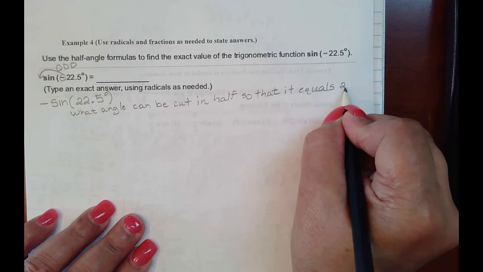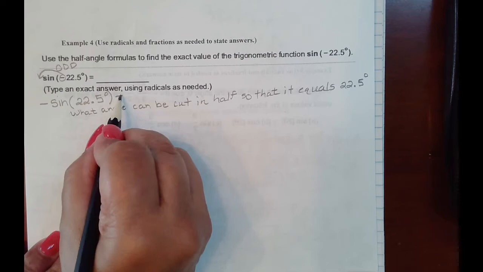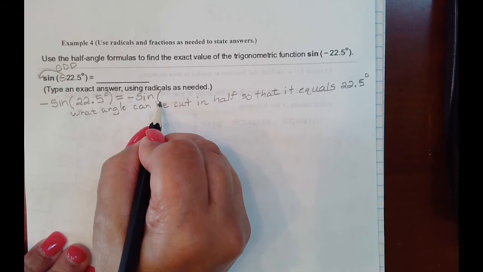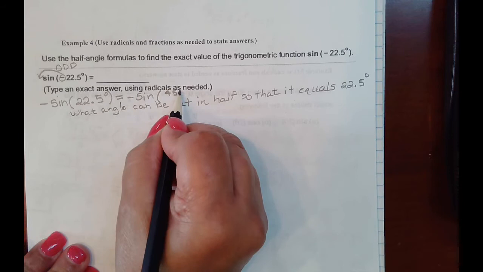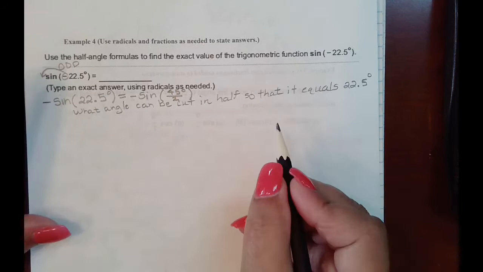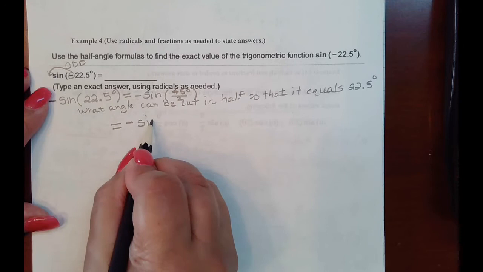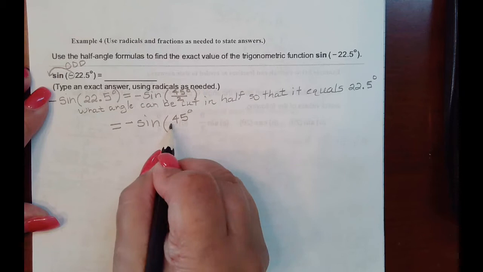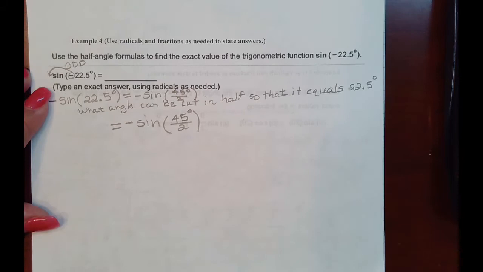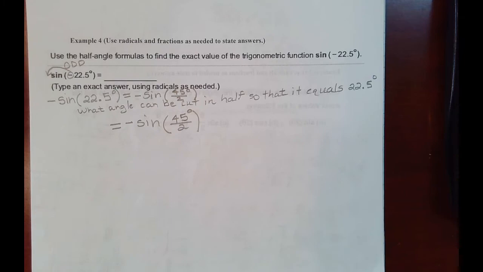So this is equal to negative sine. Here's just another way of writing 22.5 degrees. It is the same thing as 45 degrees cut in half. Once you see that you're cutting an angle in half, you then have the right to use the half angle formulas. So we're taking 45 and we're cutting it in half. Okay, then what we have to do is go and grab the half angle formulas, and I'll just keep reviewing those with you.